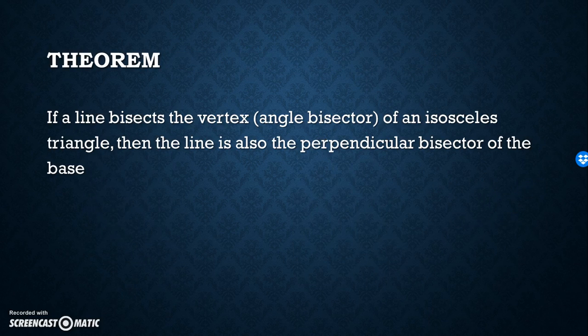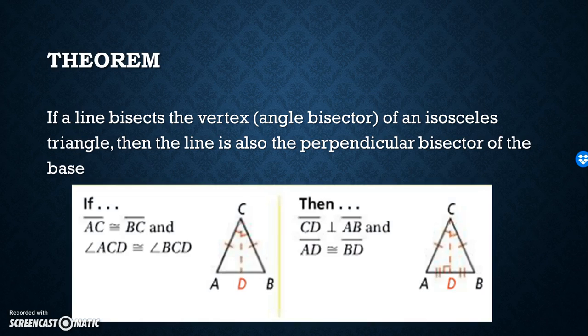Our final theorem is that if a line bisects the vertex, meaning it's an angle bisector, of an isosceles triangle, then the line is also a perpendicular bisector. So in other words, if it's isosceles, meaning two congruent sides, and the vertex angle is being bisected, then the base would therefore be bisected and perpendicular, 90-degree angle.